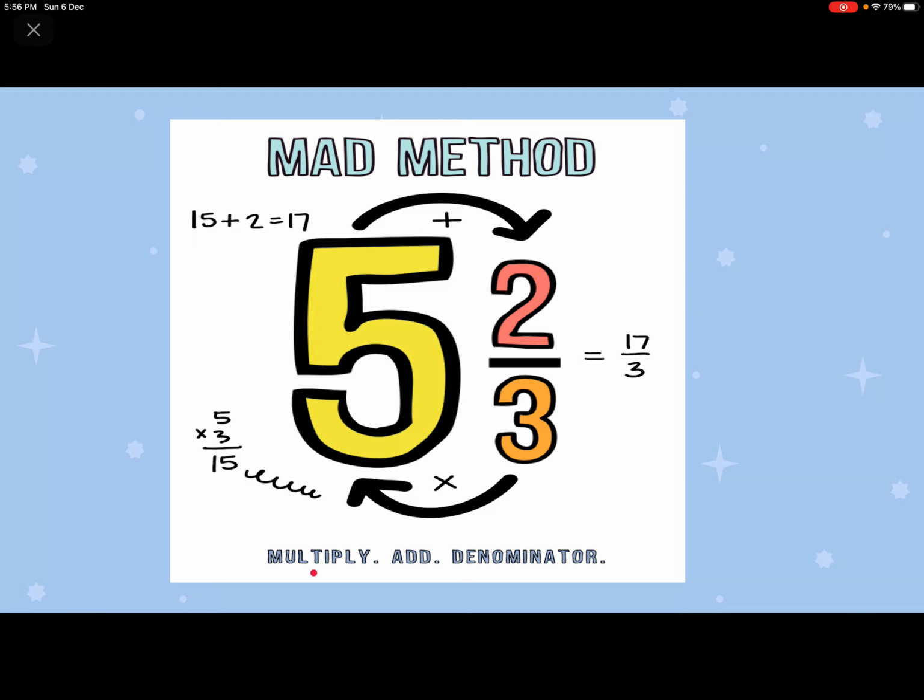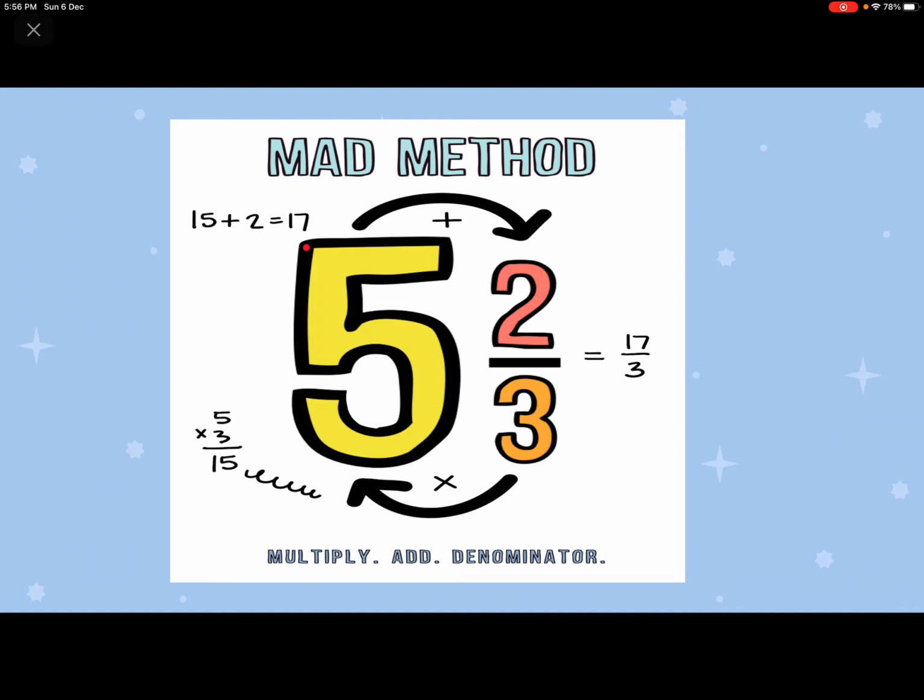You first multiply. What has to be multiplied? The denominator by the whole part. Please remember this as a picture in your brain. Multiply the denominator by the whole part. 5 3s are 15. After multiply, what do you have to do? You have to add. Add what? Add the numerator. This numerator has to be added. And you get 17.